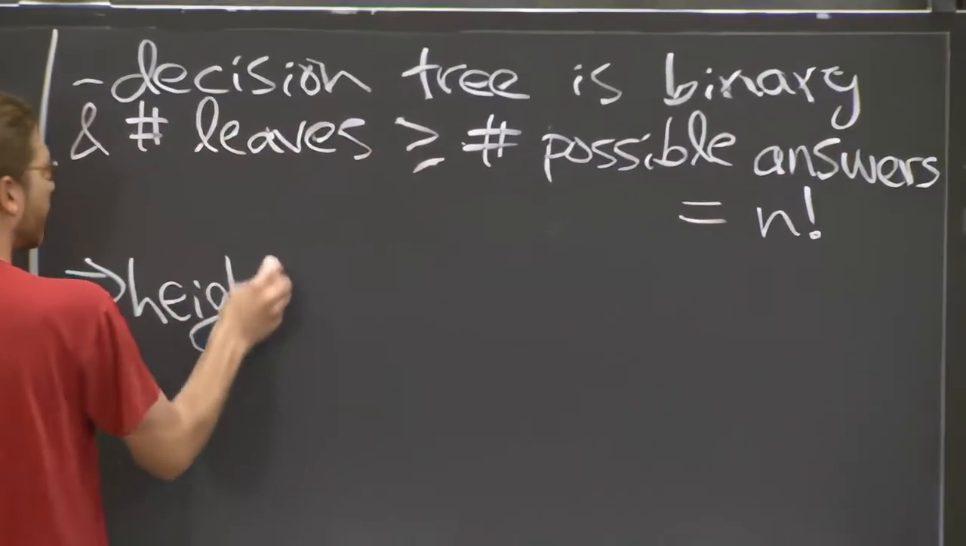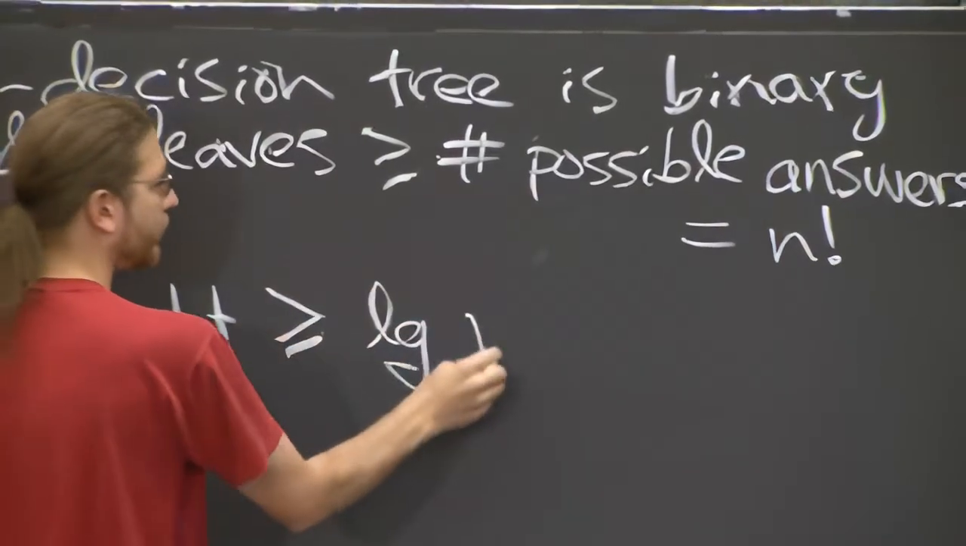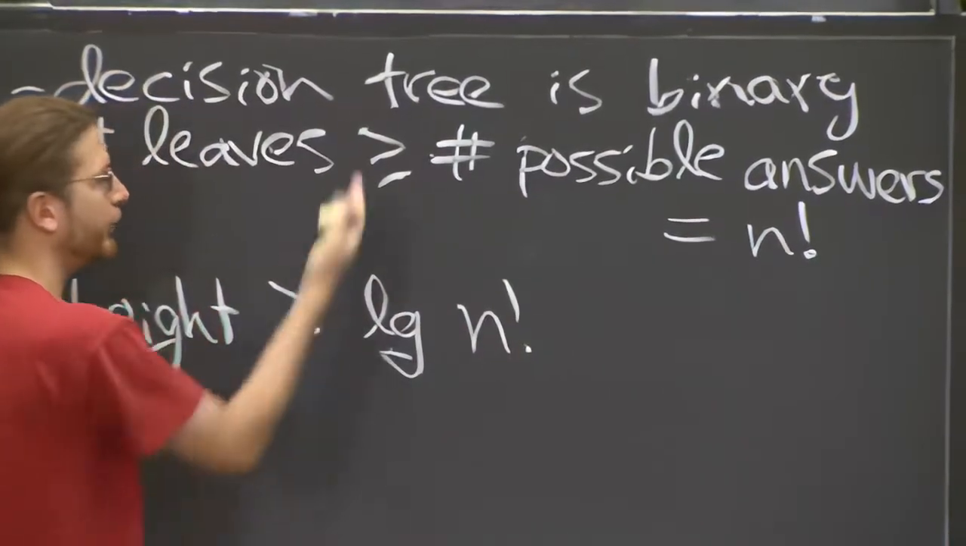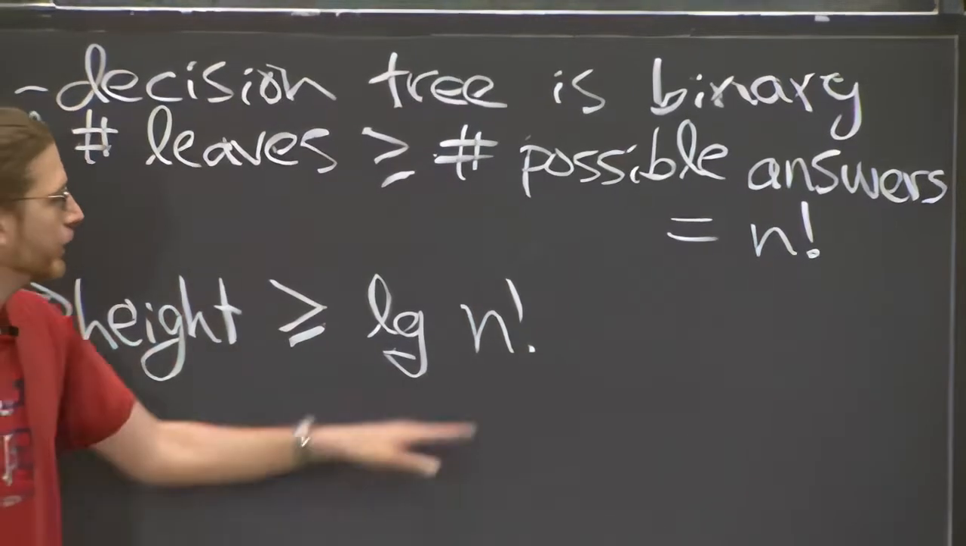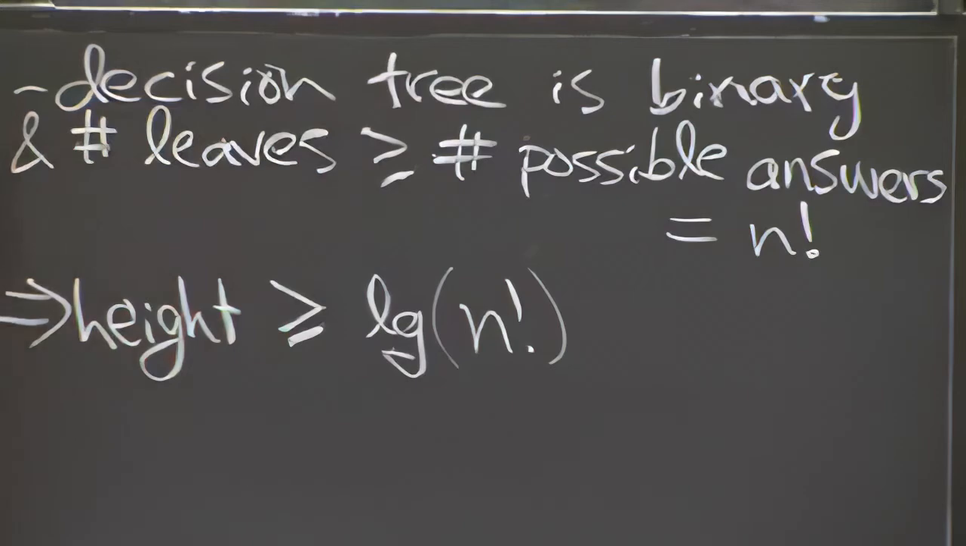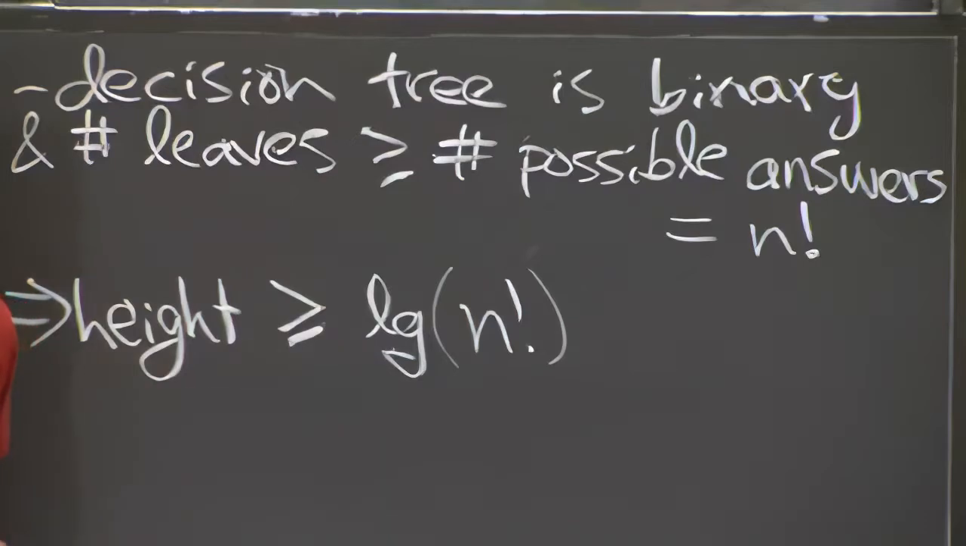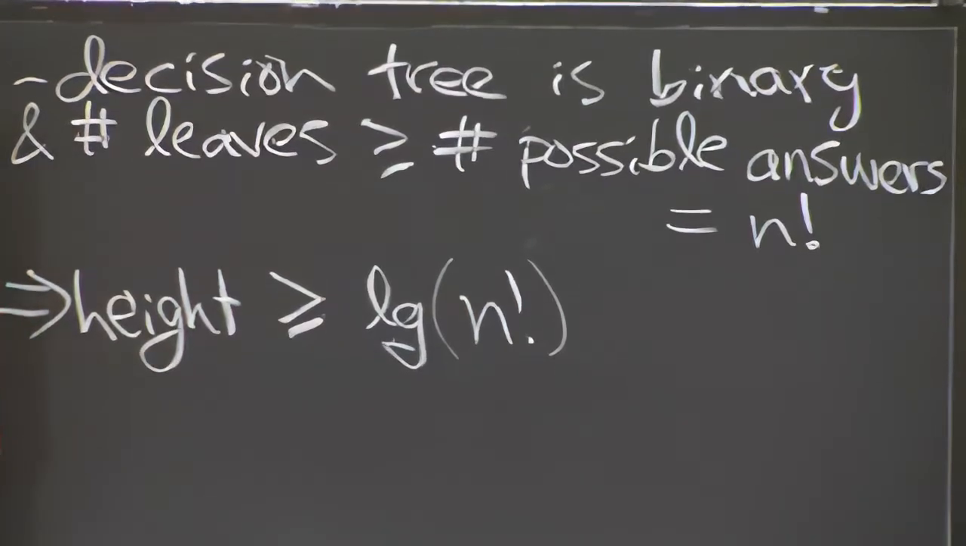Now, the tricky part is the algebra. The height is at least log base 2 of n factorial. Log base 2 because it's a binary tree. You can put parentheses here if you want. They're not necessary. So now I want to claim that this is n log n. How do I do that? Maybe you just know.